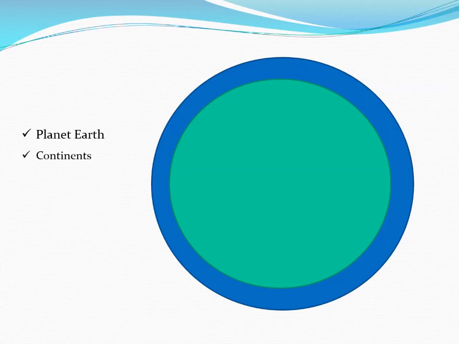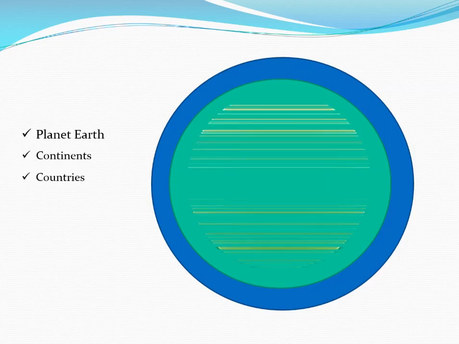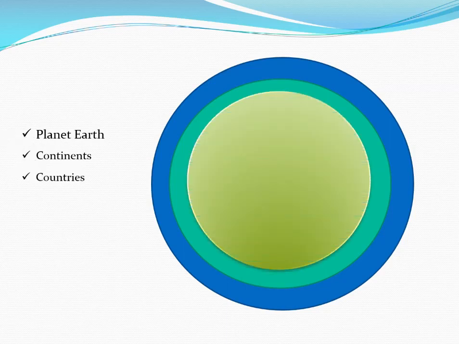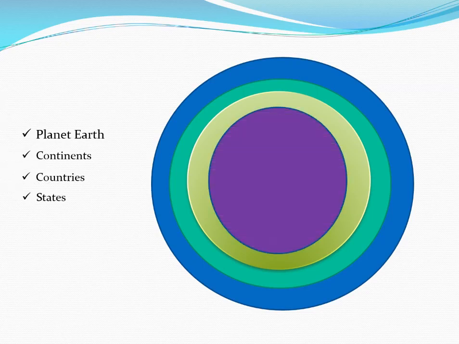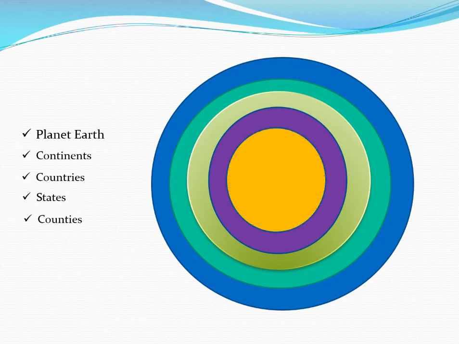Now that we know that the continents are all the land on the Earth, let's take a look at what is in these continents. Within continents, there are countries. And within countries, there are states. Each state has what we call counties. And within these counties, we have cities and towns.